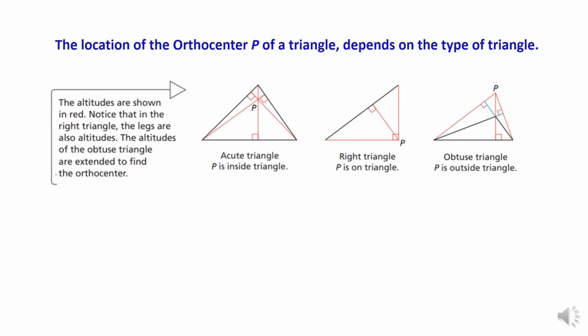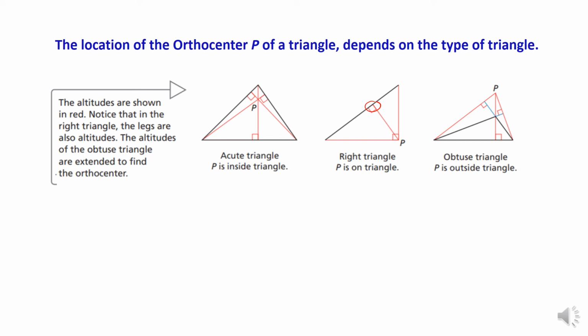Okay, so the location of the orthocenter, P, of a triangle depends on the type of triangle. So with an acute triangle, like the one they showed in the proof, it is inside the triangle. On a right triangle, it's right there. It's on the triangle. And on an obtuse triangle, it's going to be outside because you have to construct them to extensions of the line. And we'll go over that in a little bit.